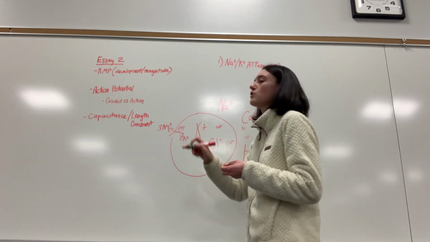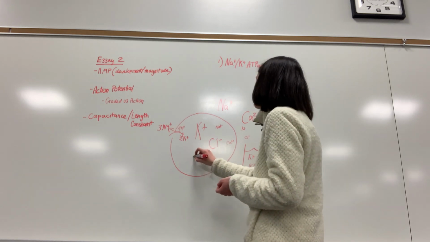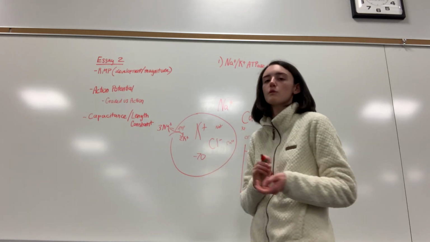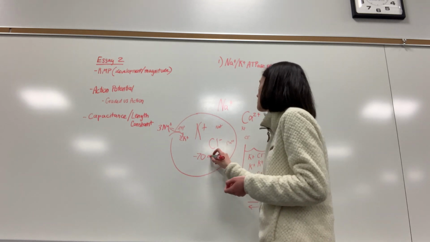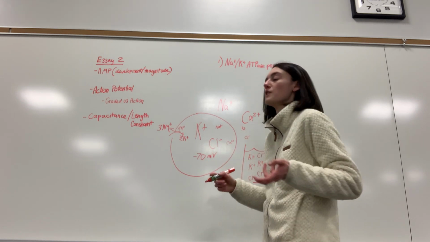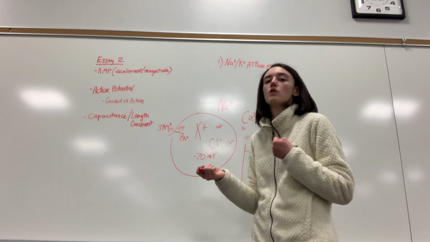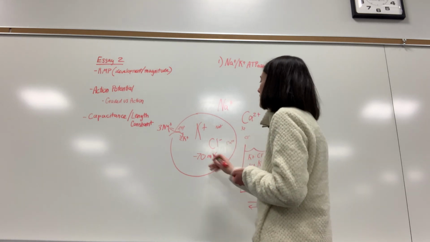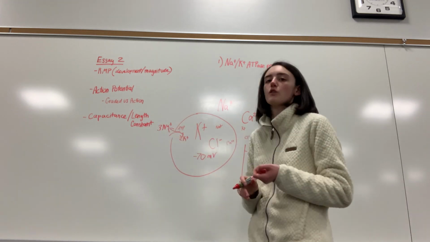Now, what does this have to do with the resting membrane potential? Well, by definition, the resting membrane potential is about negative 70 millivolts, which basically describes the charge of the cell based on the concentration of the ions flowing into and out of the cell, which I'll explain later. So here we've got 3 sodiums flowing out, 2 potassiums flowing in.